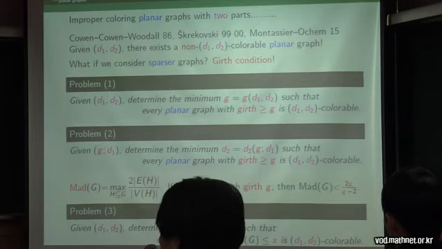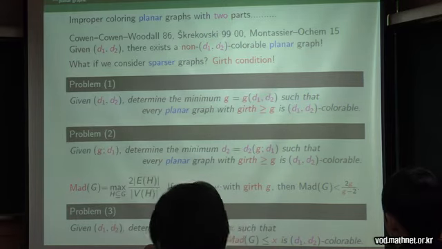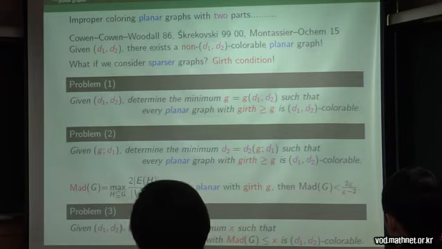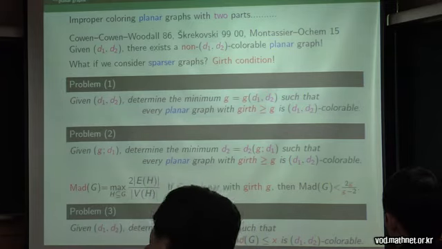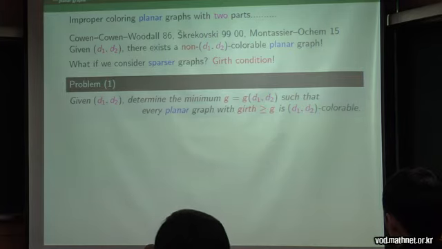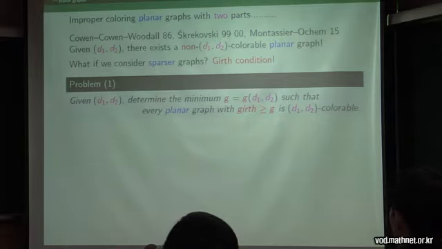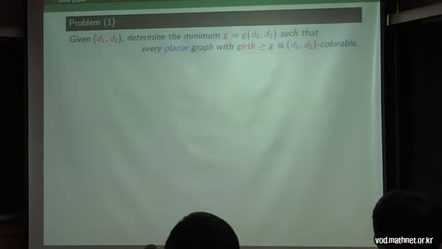So now I've given you 3 problems, and there's been a lot of research done on the first, second, and third one. But today I won't talk about the second one and the third one. I'll just talk about the first one. The first one is: if you give me 2 numbers, I want to figure out the minimum girth such that it's colorable with these 2 numbers. Okay, so this is the problem.